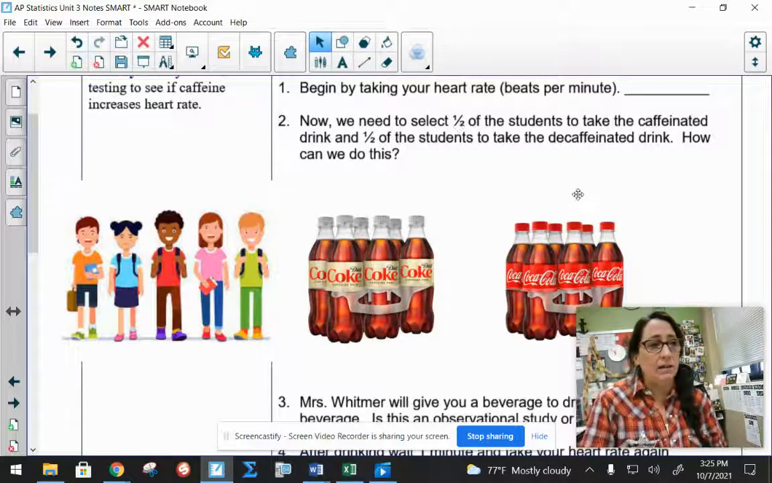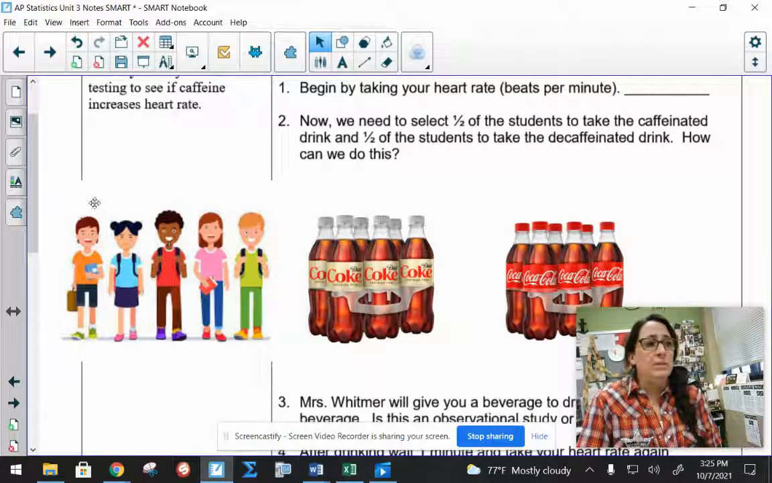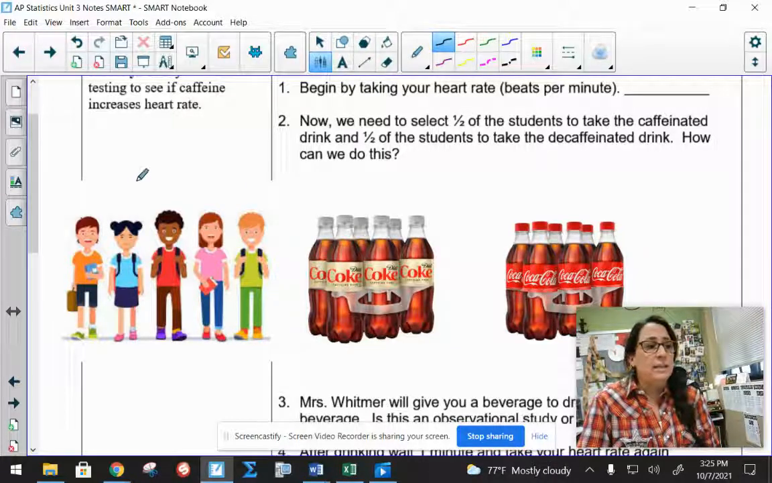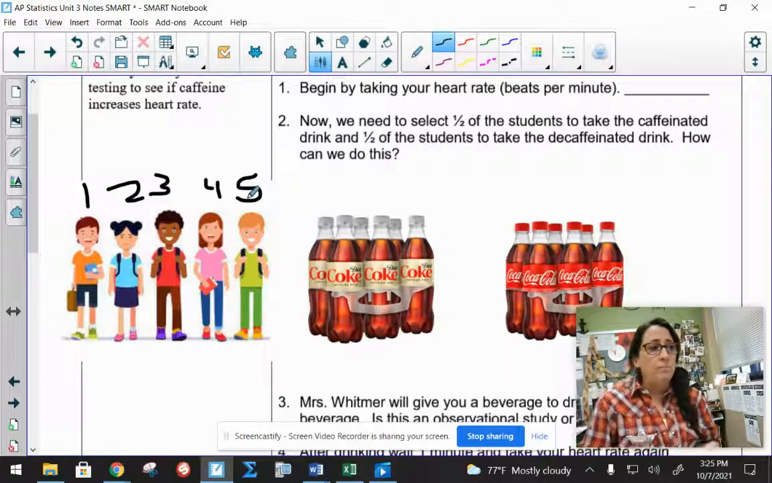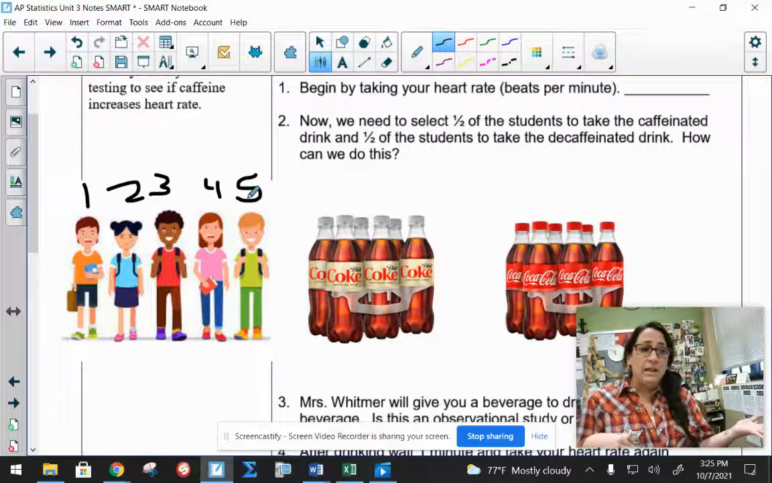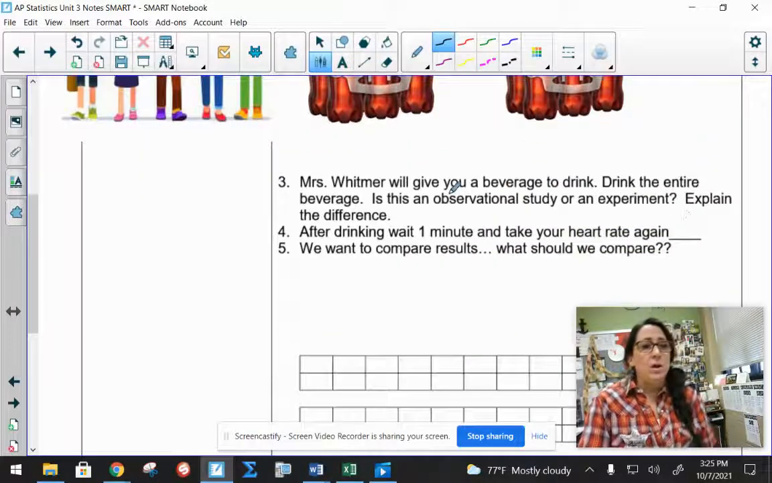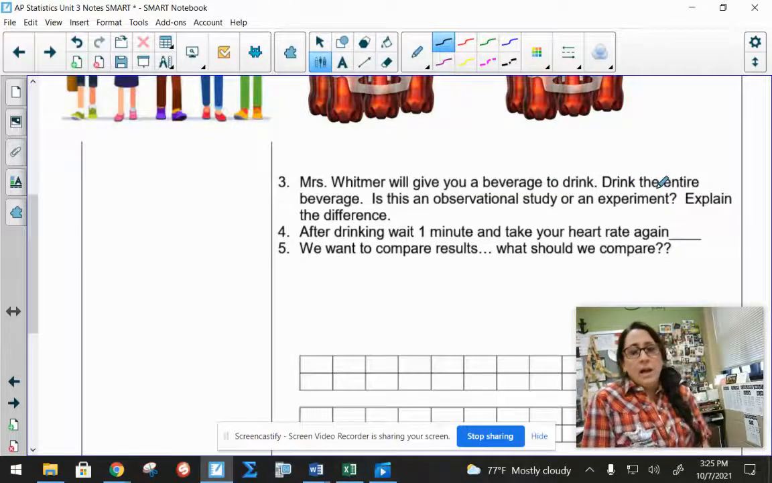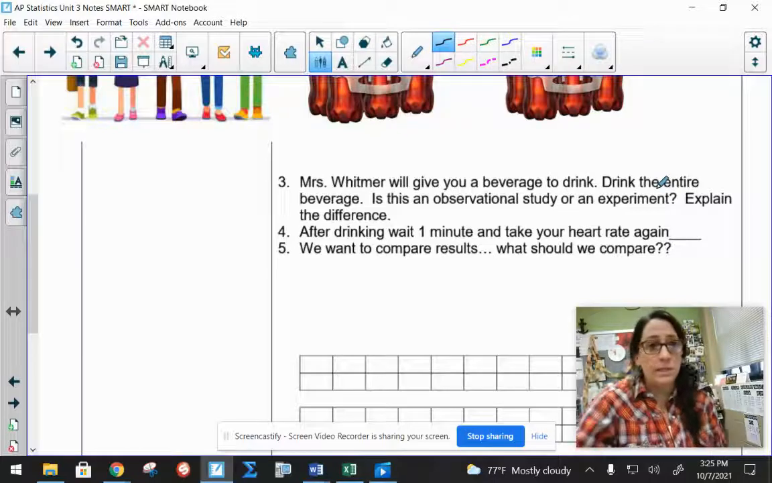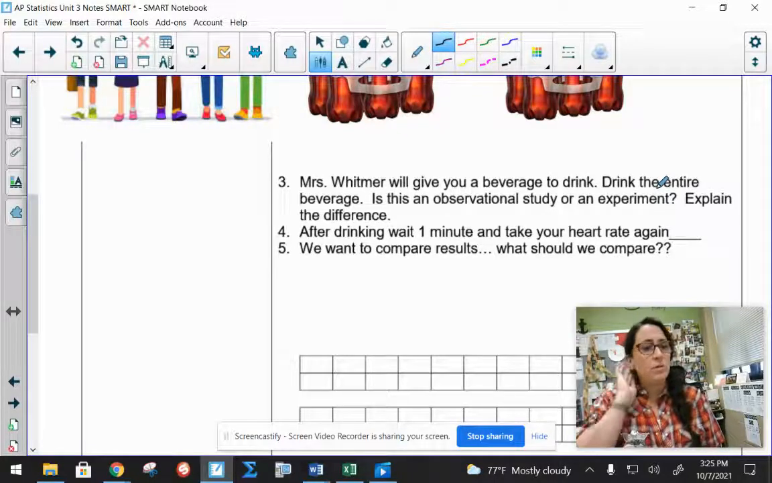I let them think in their groups and then tell me the process from what we've learned before. They number the kiddos off, and then they use a random number generator from our calculator that we've already learned about, and randomly select half the class to do one and half the class to do another. Then we do the beverages. We talk about how that needs to be randomized. And I am pretty much the facilitator here. I just make sure things are going how they should.